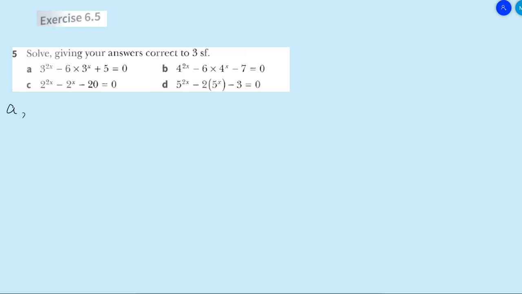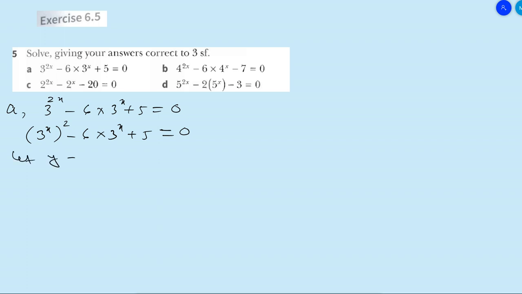Start part A. Part A is 3 power 2x minus 6 into 3 power x plus 5 equals 0. First write this 3 power 2x as 3 power x and power 2, minus 6 into 3 power x plus 5 equals 0. Let y equals 3 power x, just like in the previous question number 4. Then this will become y square minus 6y plus 5 equals 0. This is a quadratic equation and we can solve it by using the middle term break method.